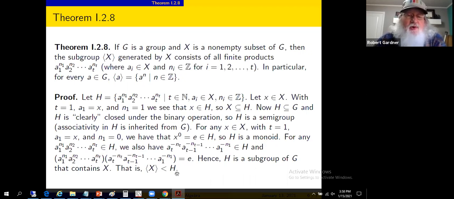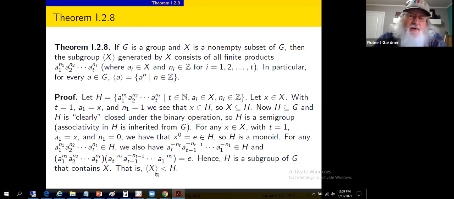So H is a subgroup of G, it contains X. So what we've shown then is the group generated by the elements in X must be a subgroup of H. Remember, this is defined as an intersection of all subgroups of G containing the elements in X. This H is a particular subgroup of G. We proved it's a subgroup which contains X. We proved it contains X right here.